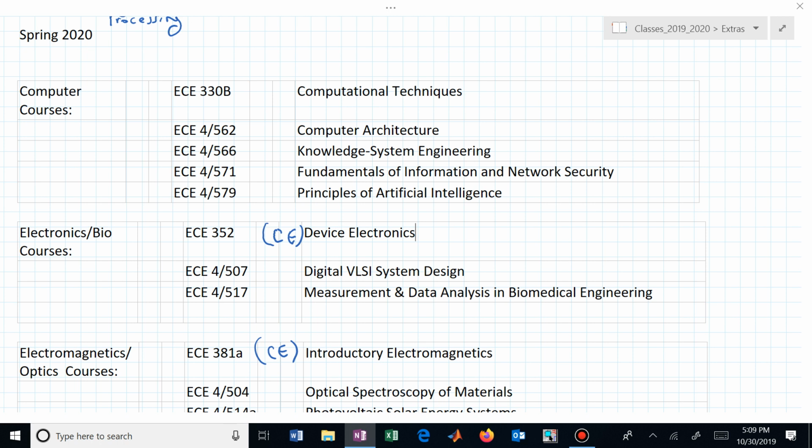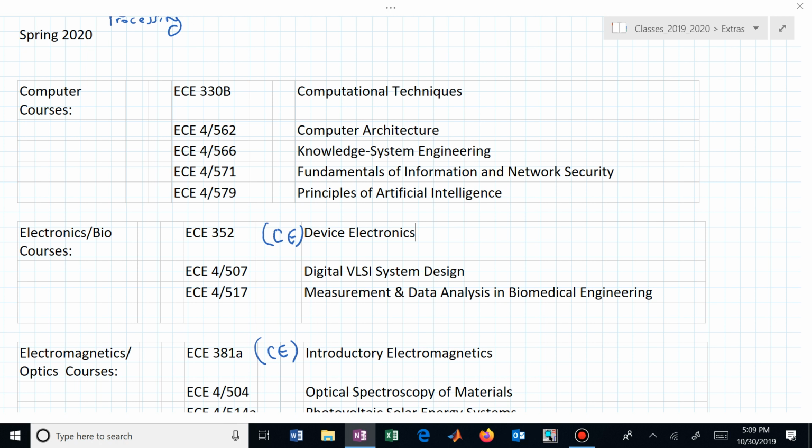Fundamentals of Information and Network Security. That's a lot of cryptography. So if you're interested in how you make things reliable, either for security reasons or even for transmission reasons, how you encode the data so that it's secure, that's using cryptography as the foundation in that particular class.